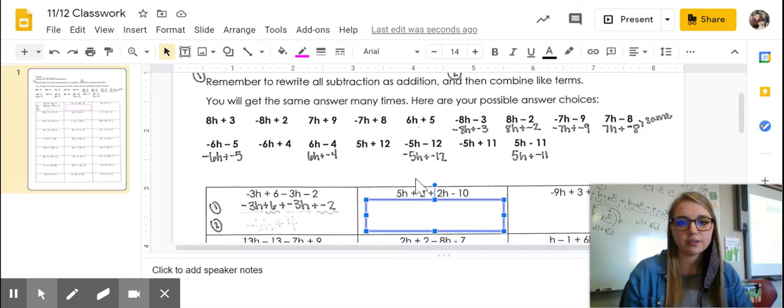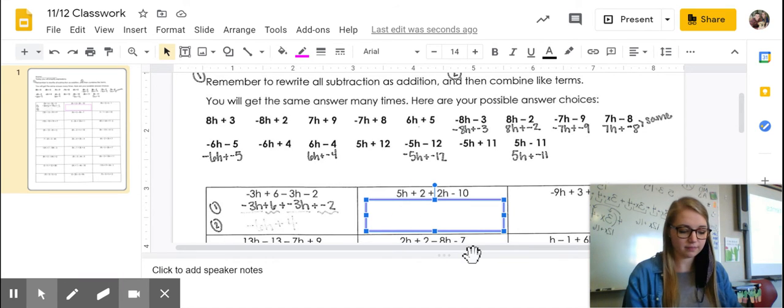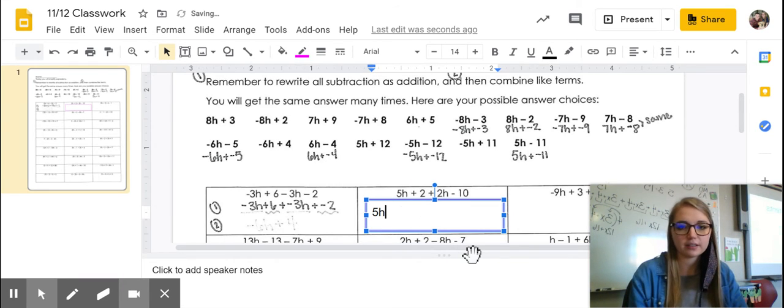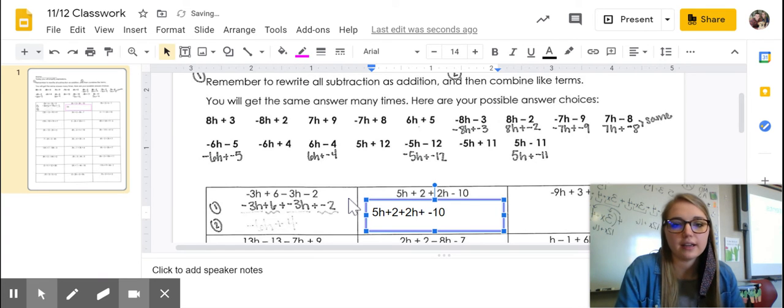The first thing that you're going to want to do is rewrite it all as addition. That is so you can very easily add things together because combine like terms means to add. So the first thing I'm going to do is type it out as an addition problem. So 5h plus 2 plus 2h plus negative 10. Because remember, subtracting a positive is the same thing as adding a negative. So now I can combine like terms.